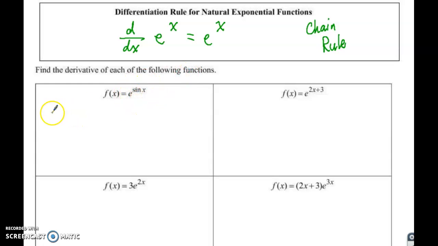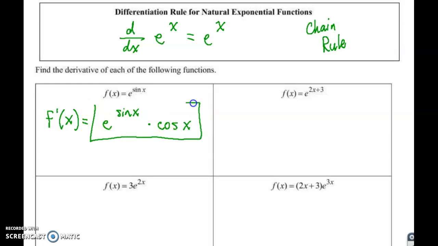So what do I mean by the chain rule? Well, if you're asked to find the derivative of this function, it stays as e to the sine of x. But then you need to multiply by the derivative of sine of x, which is cosine of x. Now, if you want to rewrite this, like multiplication is commutative, you could, but you don't have to. Maybe I'll do the next one slightly different.